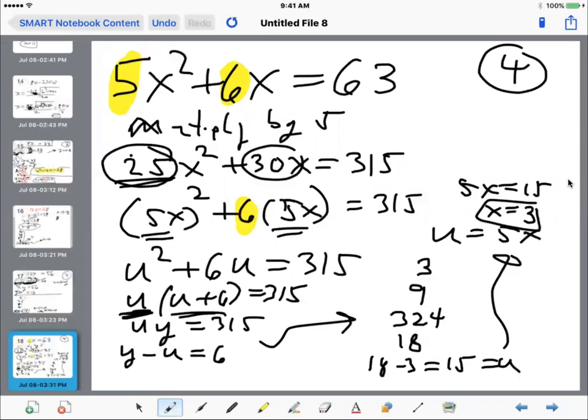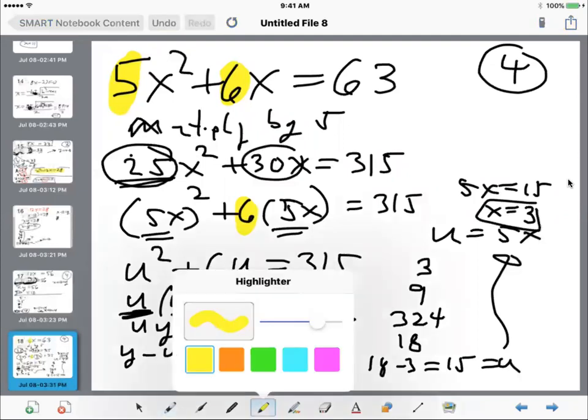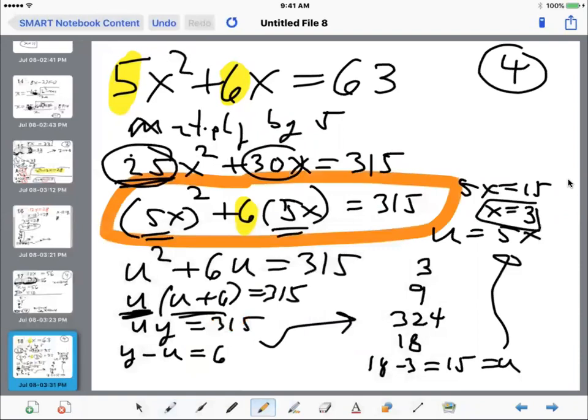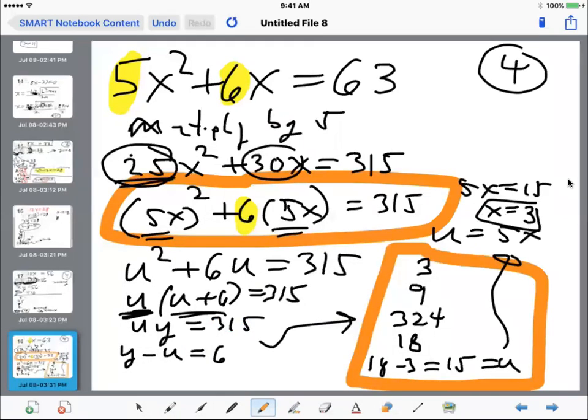Now, I know this is kind of a mouthful. Honestly, if you start feeling comfortable with this, it wouldn't be so bad to jump straight from here to here. Once you feel comfortable enough with the idea that it's related to the last question, but I wanted to show all the steps.